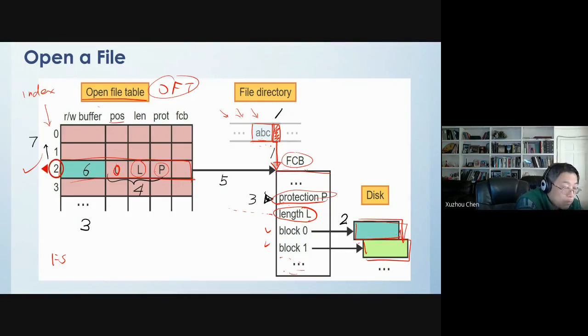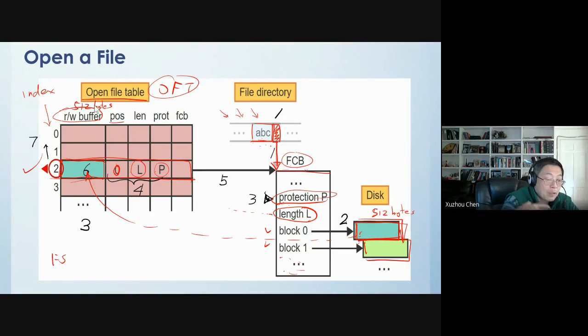Also, the information of the first block will be copied to the read and write buffer. So if the buffer size is 512 bytes, then the read and write buffer is 512 bytes.